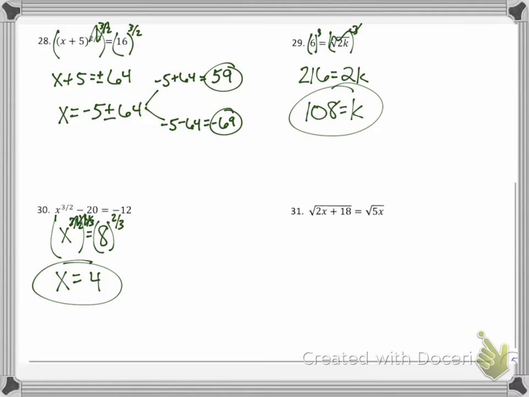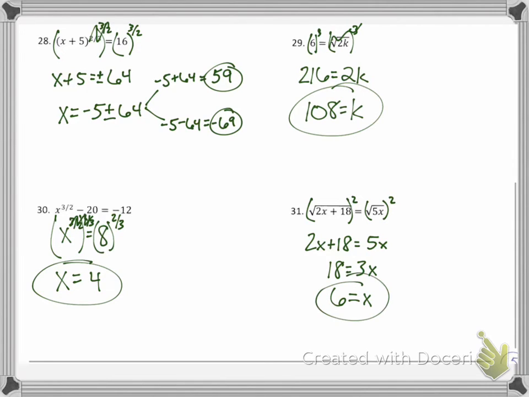Last but not least, we got 31. We've got square roots on both sides. Well, if I got square roots on both sides, let's square each side to make them go away. That'll give me 2x plus 18 equals 5x. Combine our x's, I'll subtract 2x, so 18 will equal 3x.